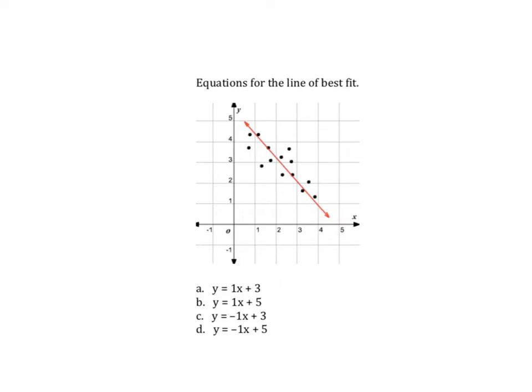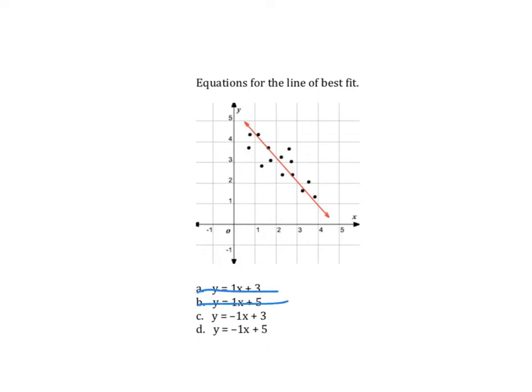All right, so let's take a look at writing equations for the line of best fit. Notice how the line of best fit is drawn, and you have an equal number of points above it as you do below that line. So let's first notice if this is a positive correlation or a negative correlation, because that is going to indicate if it's a positive slope or a negative slope. So notice how it's going in a downward direction.